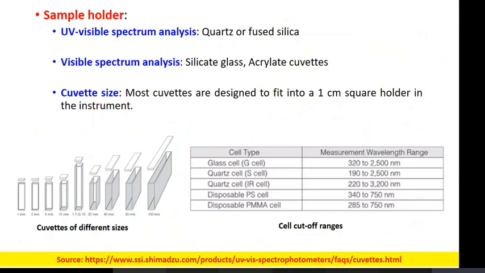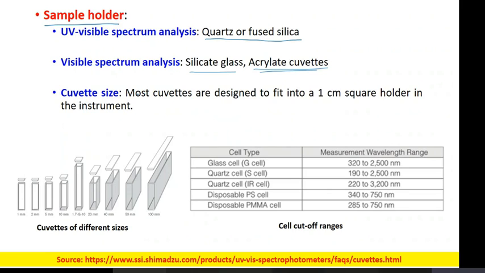Now coming to the sample holder. In the sample holder, you have UV visible spectrum. If you want to do the UV visible spectrum analysis, you have to use either quartz or fused silica as the sample holder. Then, if you are only interested in the visible spectrum analysis, you have silicate glass and acrylate cuvettes. Then you have cuvette size.